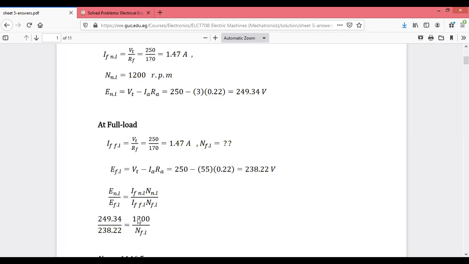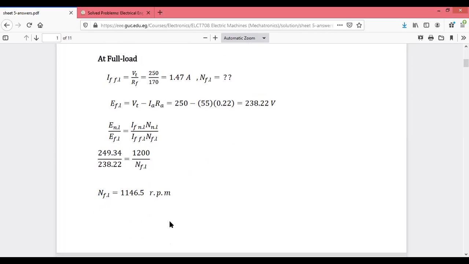Speed for no load they have given. Now, with three terms here, you are supposed to solve one term, N_FL, that is the speed with full load. That will be equal to 1200 into 238.22 upon 249.34. If you solve, you will get the value as 1146.5. We can give the unit as rotations per minute. I will share this PDF with you, so you can cross-check your answer with these answers.